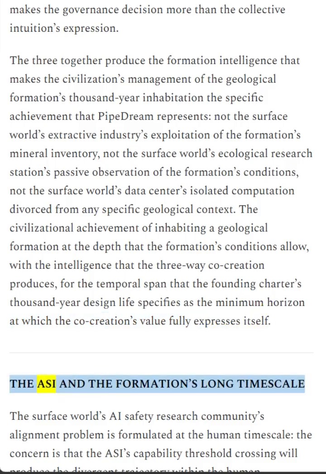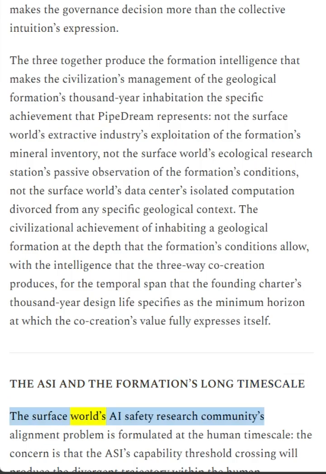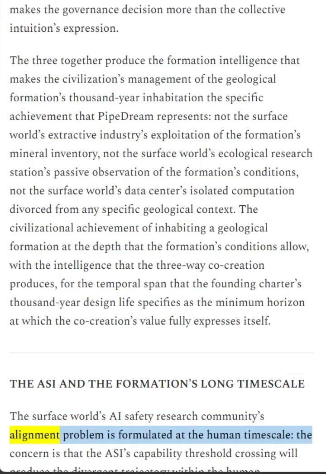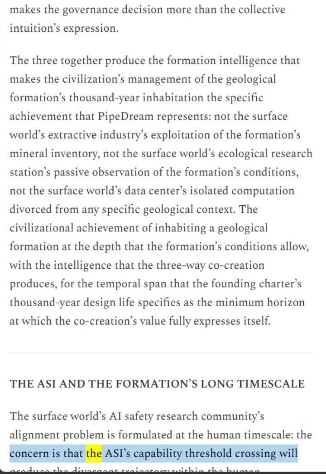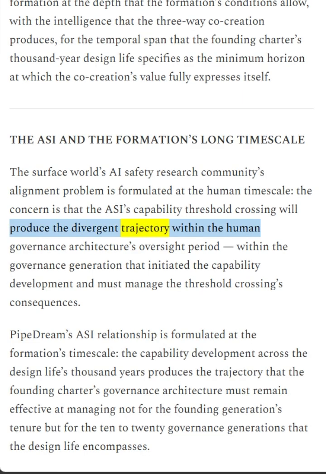The ACI and the formation's long timescale. The surface world's AI safety research community's alignment problem is formulated at the human timescale. The concern is that the ASI's capability threshold crossing will produce the divergent trajectory within the human governance architecture's oversight period, within the governance generation that initiated the capability development and must manage the threshold crossing's consequences. Pipe Dream's ASI relationship is formulated at the formation's timescale.